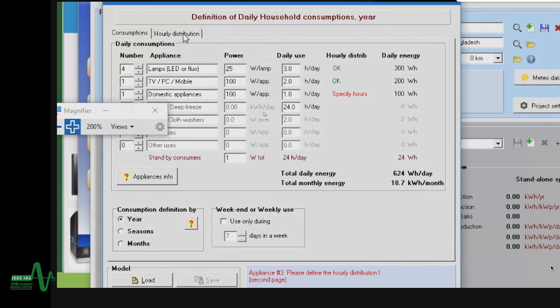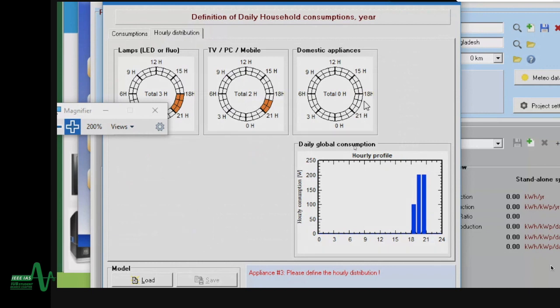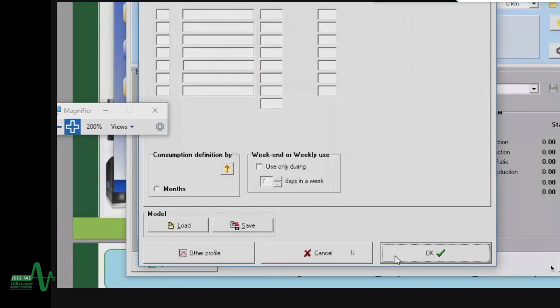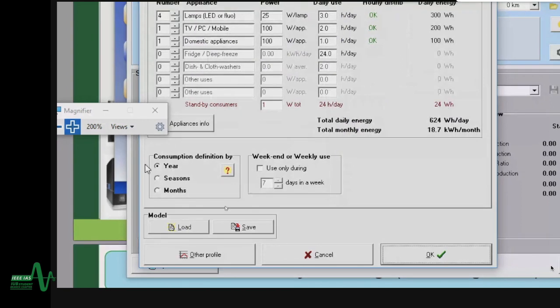And then domestic appliances, for that means our desktop, we'll use it for 1 hour. Let's choose one. Let's choose this value. Just roughly I'm choosing. Just only for 3 appliances, our hourly graph. Okay, fine.